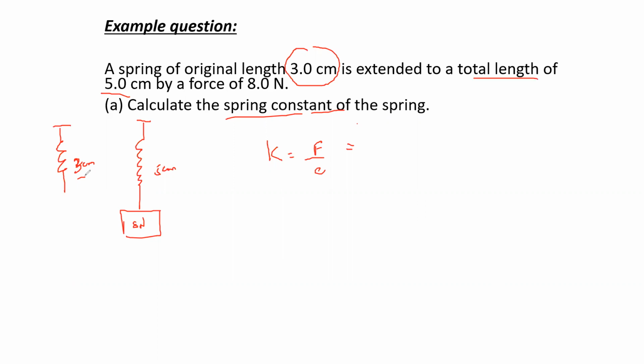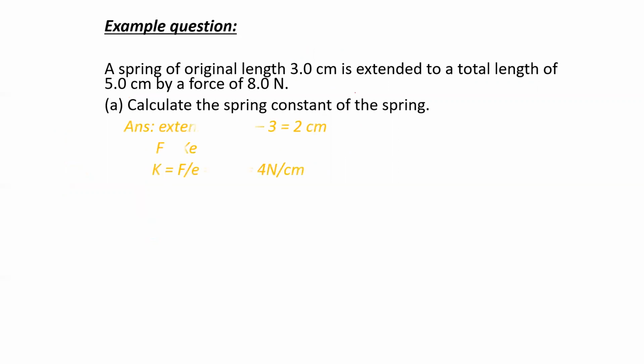Extension, Abdullah, the total length is 5. So what is the extension here? Originally it is 3 centimeter. The total length is now 5. So how much is the extension? So when you work out, it will come out as 4 Newton per centimeter. Why 4 Newton per centimeter? As you read the question, they mention when the spring was not having any load, it was 3 centimeter. When we attach 8 Newton load, it is extended and the total length becomes 5. Originally it is 3, with the force of 8 Newton it becomes 5.